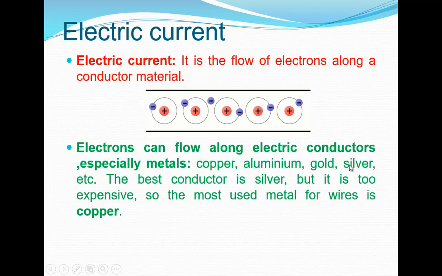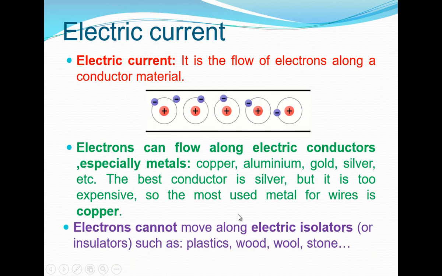Electrons can flow along electric conductors, especially metals, copper, aluminum, gold, silver, etc. The best conductor is silver, but it is too expensive, so the most used metal for wires is copper. On the other hand, electrons cannot move along electric isolators or insulators, such as plastics, wood, wool, stone, etc.